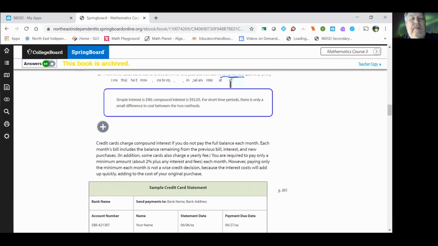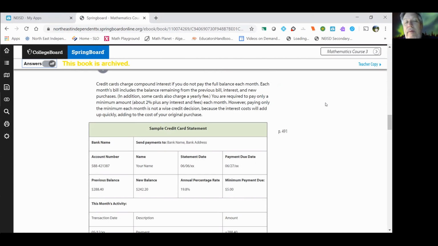Okay, this is what the book says. The book says simple interest is 90, and the compound interest was 92.05 if you add them all up. For the short time periods, there is only a small difference between the costs. Now, with that in mind, what do you think is going to happen in the long run? Well, if it starts off to be a small difference, as time goes on, then there'll be a larger difference.